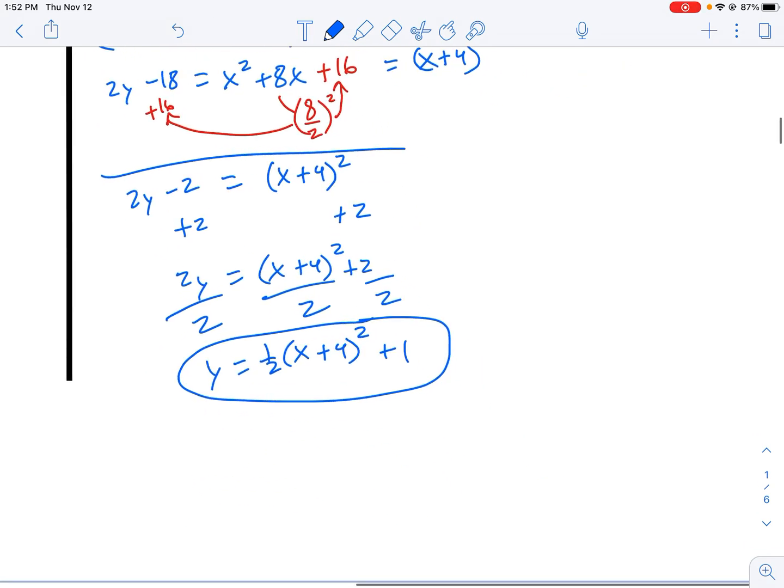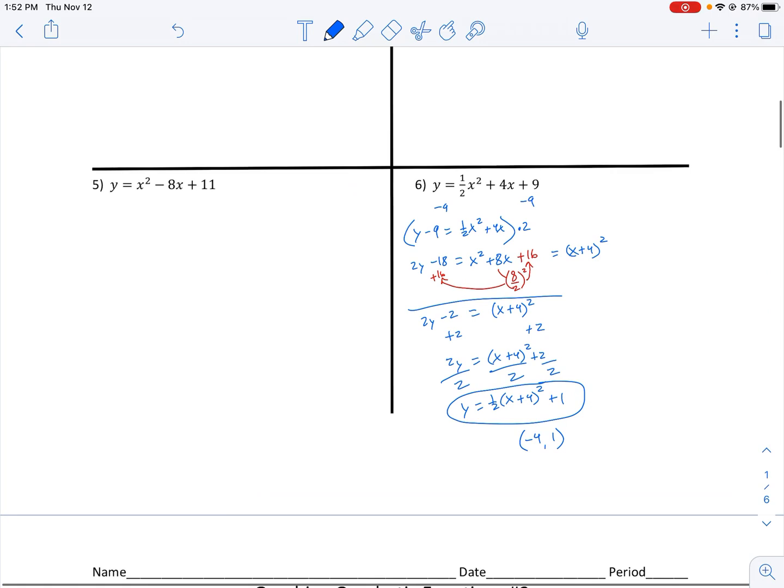I know my vertex is going to be at (-4, 1). Remember, it's supposed to be x minus. And so since it's plus, we're going to have a negative h value. And then my a value is 1/2 here. So it's going to be going up half as fast as it normally would. And I go and find the graph that matches. So there you go. Hopefully that gives you an idea of what's going on with this. You're matching graphs. Sometimes you have to convert to vertex form.